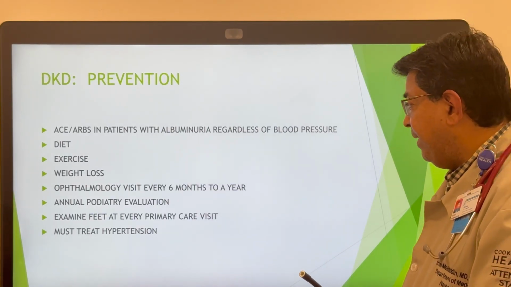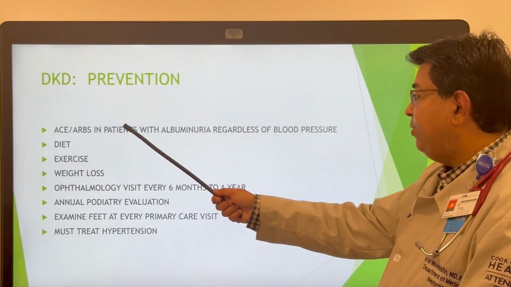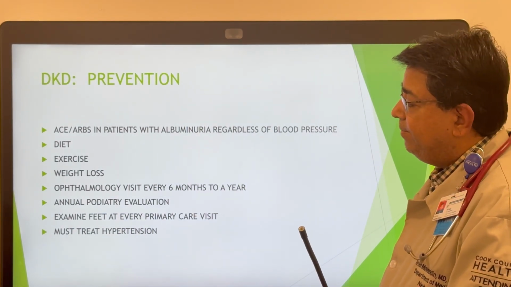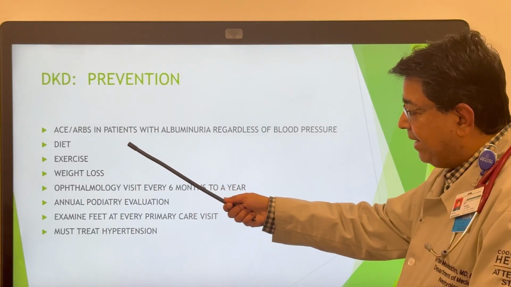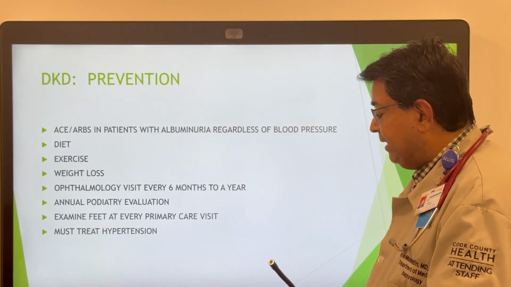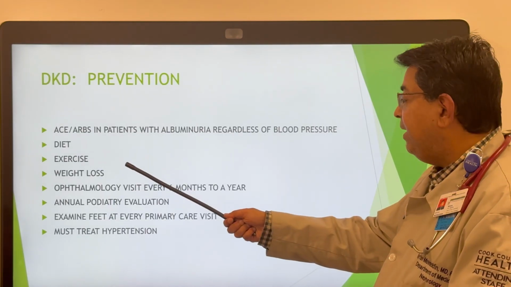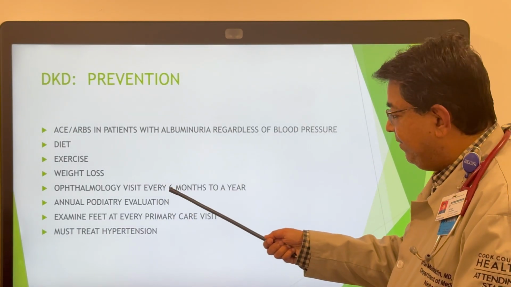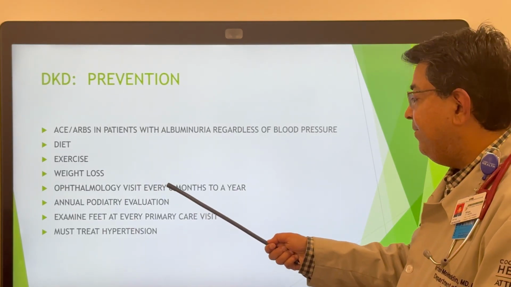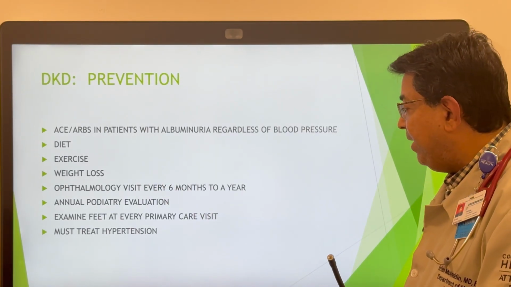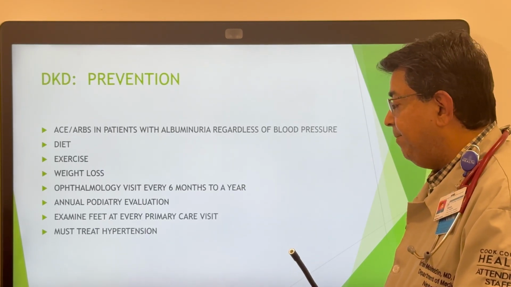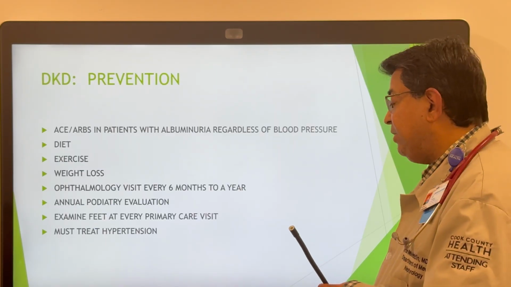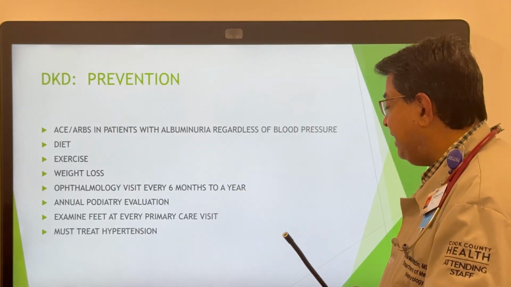DKD prevention is very important. ACE inhibitors or ARBs should be used in patients with albuminuria regardless of blood pressure. Strict adherence to dietary recommendations, exercise recommendations. Weight loss is helpful. Ophthalmology visit every 6 months to a year. Annual podiatry evaluation. The feet should be examined at every primary care visit. And of course, you must treat hypertension because the combination of diabetes and hypertension is doubly dangerous. Next slide.